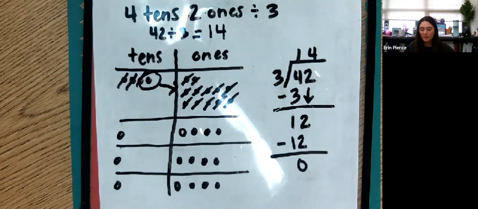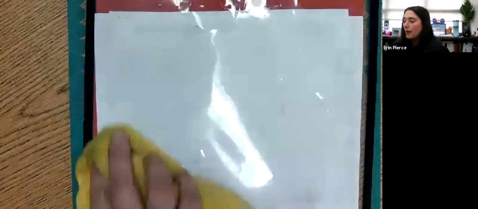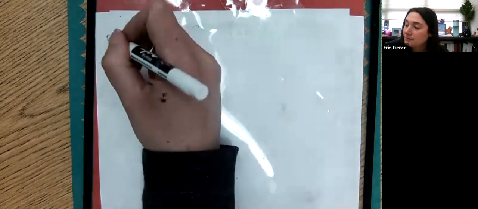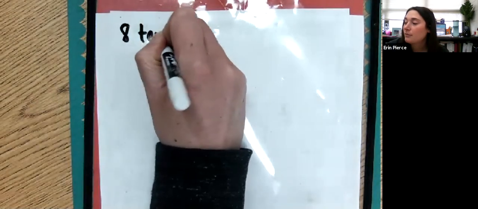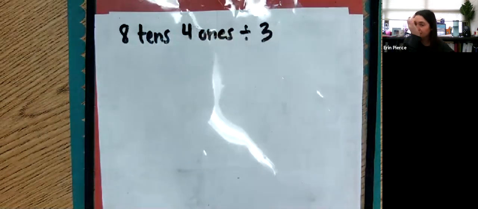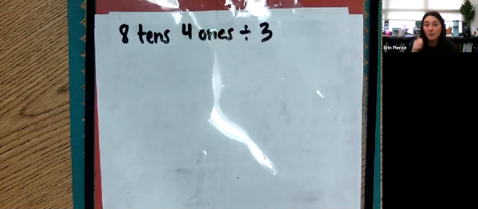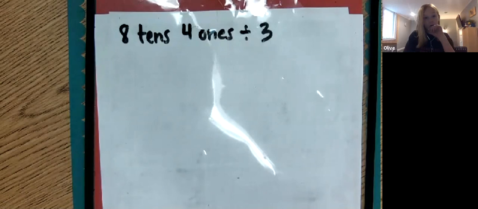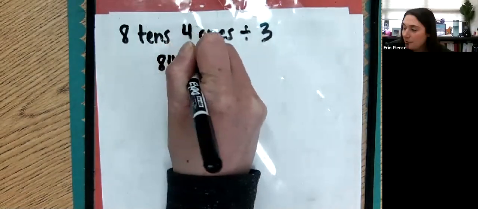I see everything's on there. And our next question is going to be 8 tens, 4 ones divided by 3. So I'm going to get that written on my board. And we're going to determine what number it is and then draw it out. So we have 8 tens, 4 ones divided by 3. What is my number? That's what it's called in unit form. What is it in base 10 or standard form? Olive, 84. 84 divided by 3.